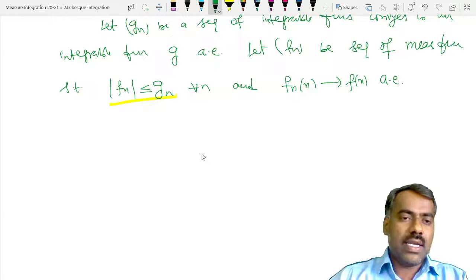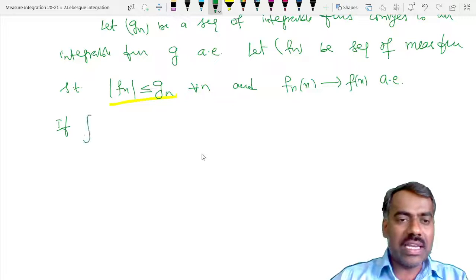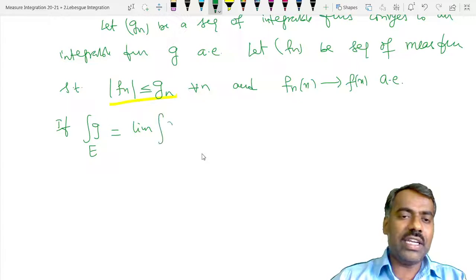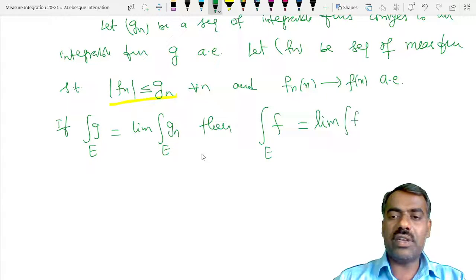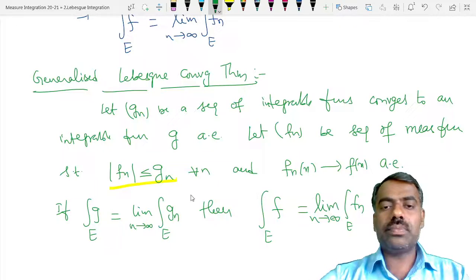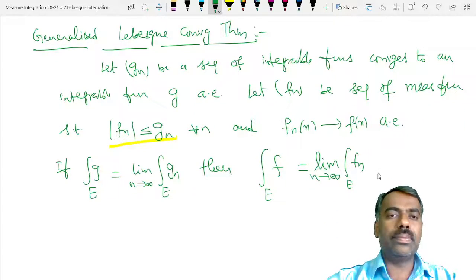So if the integration of g over E is the same as the limit of the integration of gn over E, then the integration of f over E is the limit of the integration of fn over E. So whenever this is true, then this is also right.